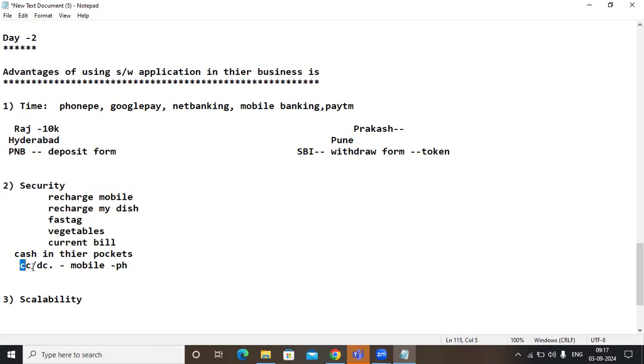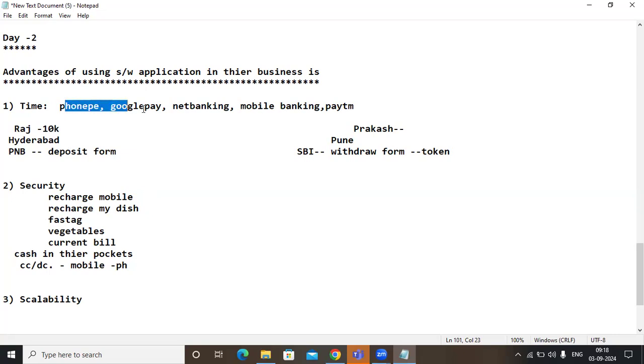Every transaction I can pay through what? Credit card or debit card, or I can use what? PhonePe or Google Pay. Suppose I'm going to the supermarket, I'm going to buy some groceries or provisions. I don't need to carry the cash. I can pay the bill through PhonePe or Google Pay or Paytm, right? Even if I drink a coffee worth 20 rupees or 30 rupees, I can pay through what? PhonePe or Google Pay. So what I'm trying to tell is, nowadays the people are not using cash.